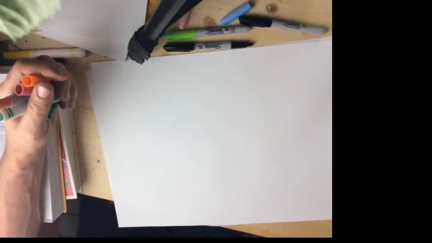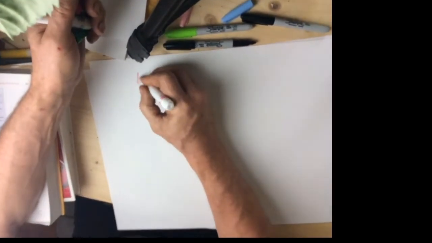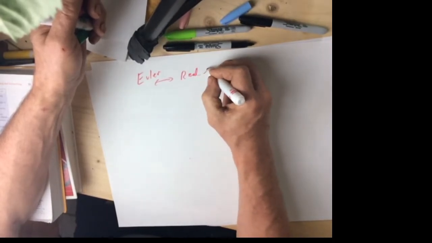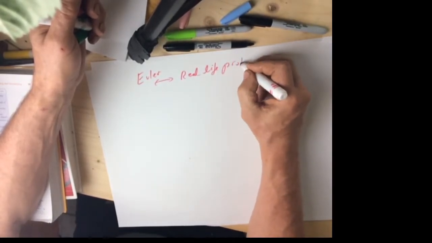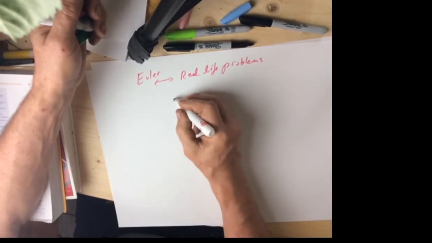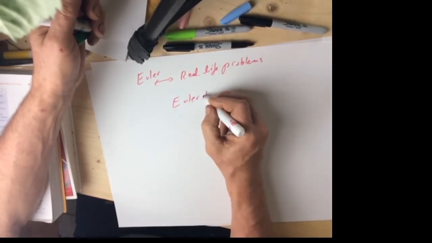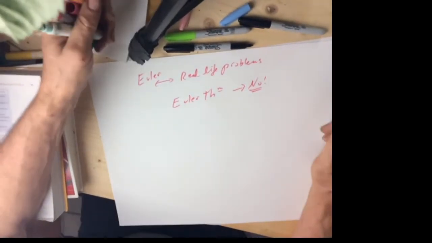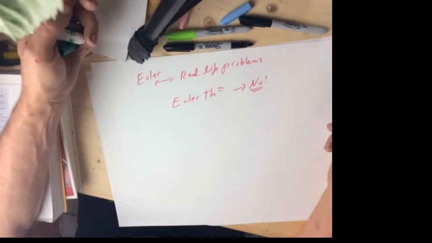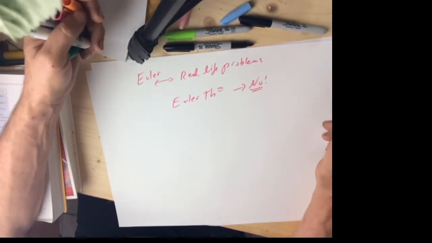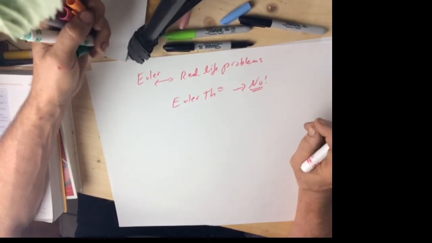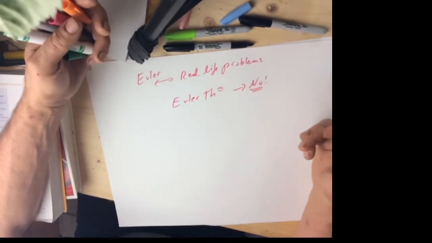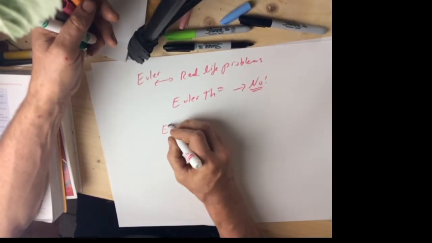Now, because Euler is associated with real life problems, sometimes Euler's theorem says no, but you still have to do the problem. Why? Because you have to snowplow the route. You just don't do it in such a way that you get to cover each edge exactly once. So you have to be willing to Eulerize.